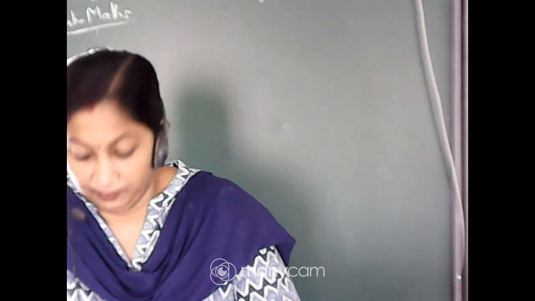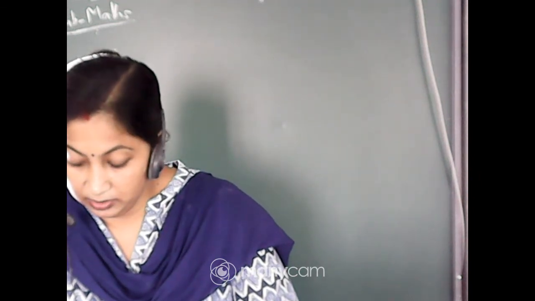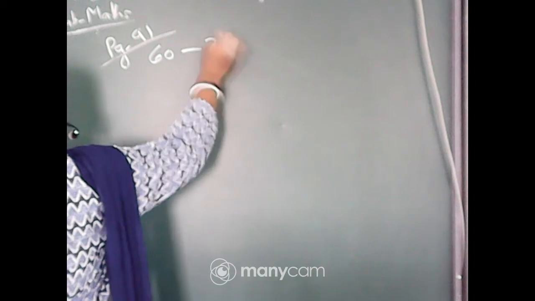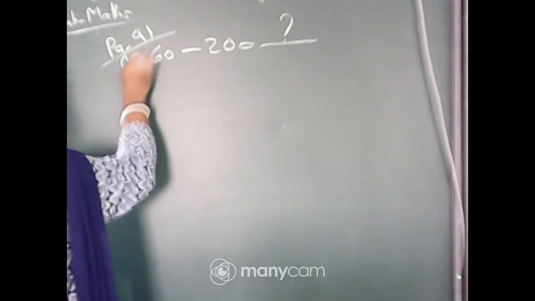Okay, for Math Magic, page number 91, the last two questions I told you to do as homework, and we will discuss those two questions in our next class. I think you all have completed that homework. Yes, very good. See, number F, it was 60 minus 20. How have you done it?